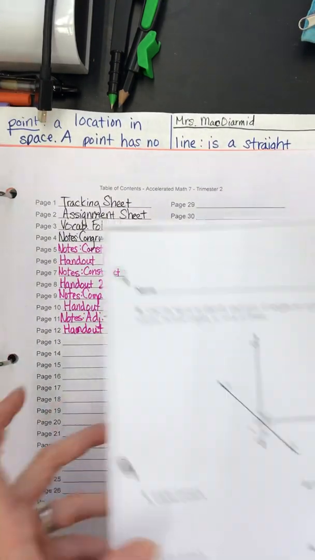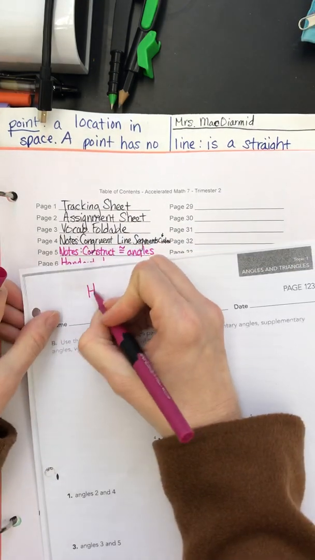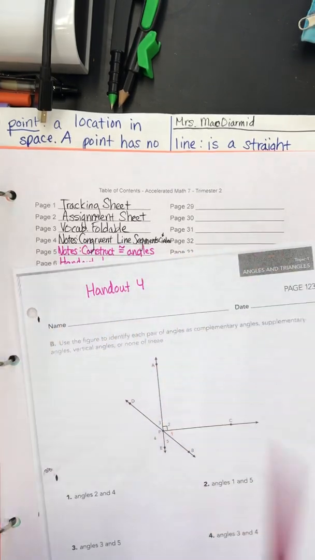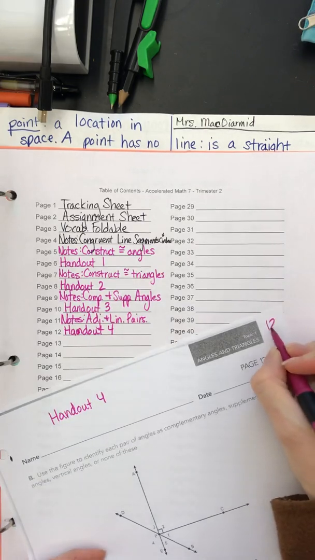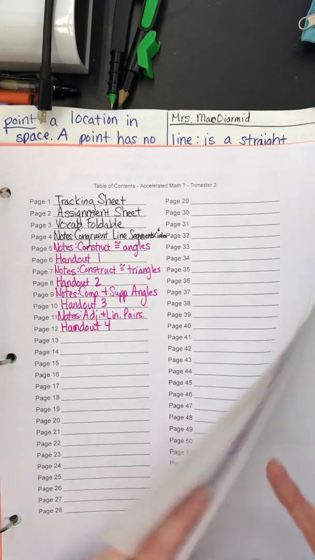Last time we were together, we added a whole bunch of stuff to your Vocab Foldable. I did want to show you, I know that you've already seen this, this is your handout 4. If you didn't already put a number on it, I highly recommend that you do so it doesn't get lost in the shuffle. This was page 10 behind your table of contents. So I'm going to slip mine in before I forget.